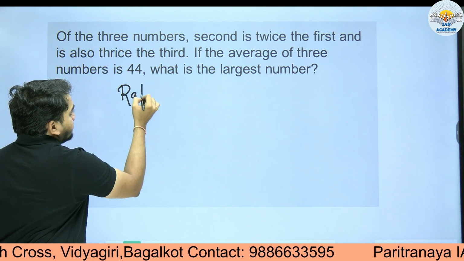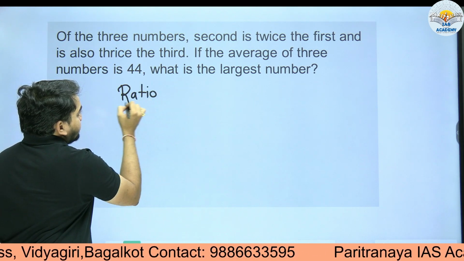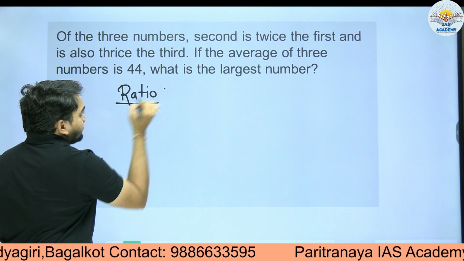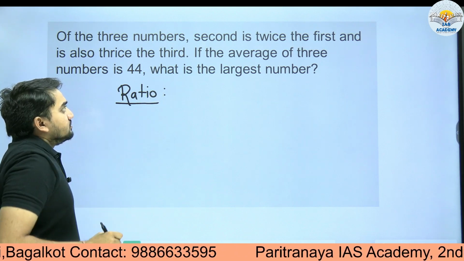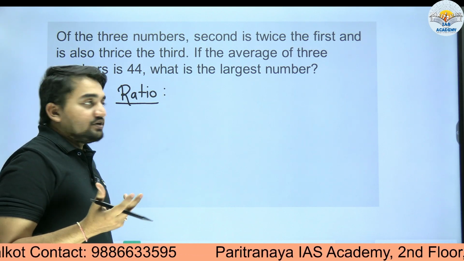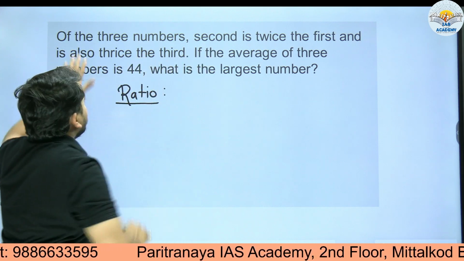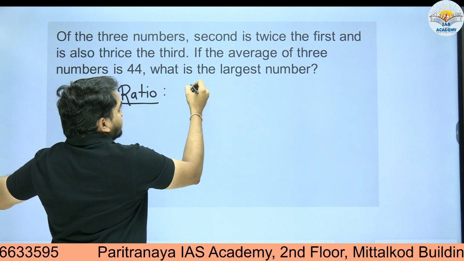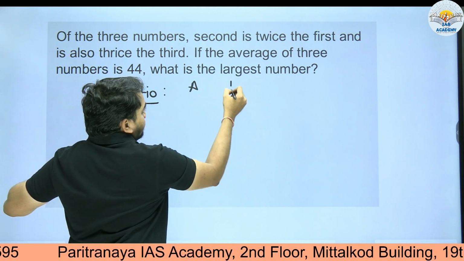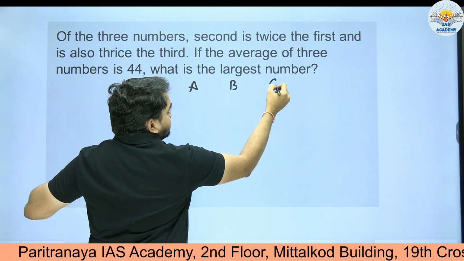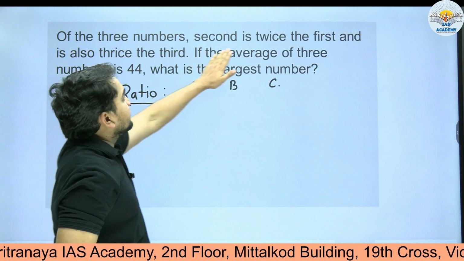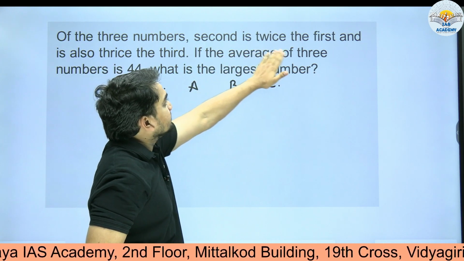All right, read again if you are getting confused with the question. I'm going to explain with the help of ratios. Let there be three numbers, let those three numbers be A, B, and C. The second number is twice the first.